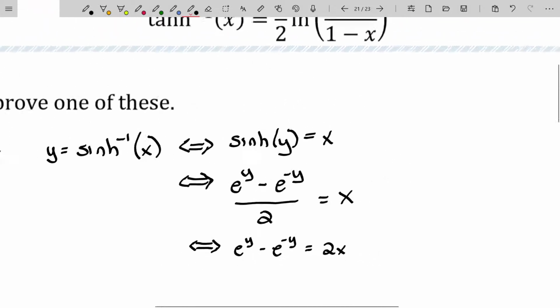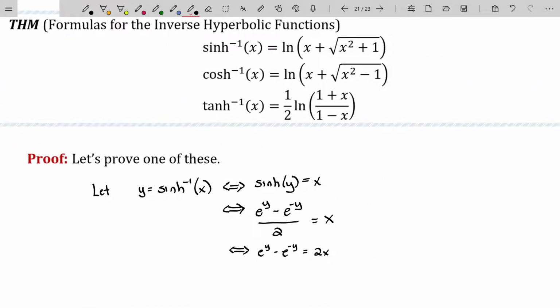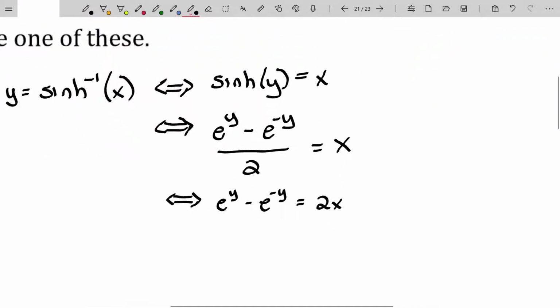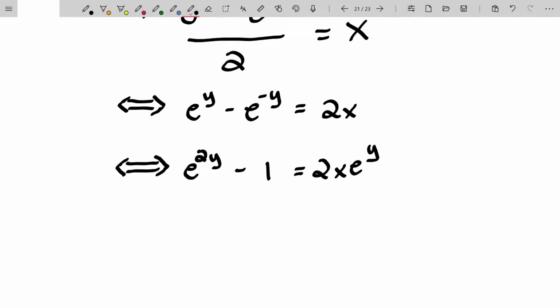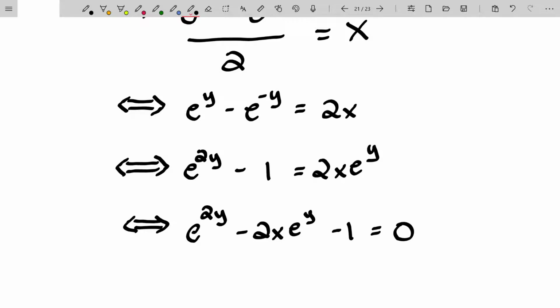All right, let's see if we're getting close. Doesn't look like we're getting close at all. Since e to the negative y is non-zero, I'll go ahead and multiply both sides of this equation by e to the y. So this becomes e to the 2y minus 1 is equal to 2x e to the y. And now we're very close to being done, even though it doesn't look like it. This is going to be true if and only if e to the 2y minus 2x e to the y minus 1 is equal to 0.